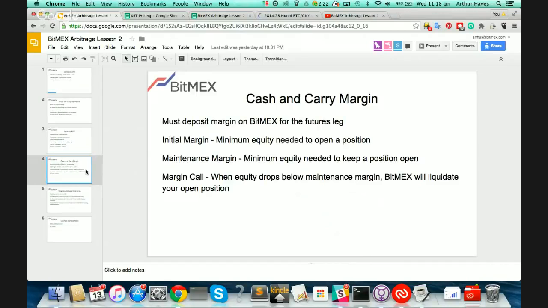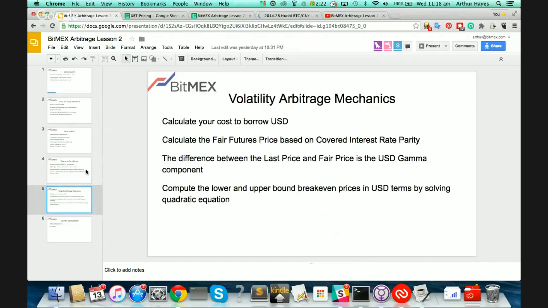Okay, now that we've covered cash and carry, let's go on to the basics of volatility arbitrage. Now I'm going to describe a very basic type of volatility arbitrage, and in future lessons I'll go into a more advanced version of this strategy. So the mechanics are, first you calculate again how much does it cost you to borrow US dollars to buy Bitcoin. You want to compute the fair futures price based on covered interest rate parity using your borrowing costs.